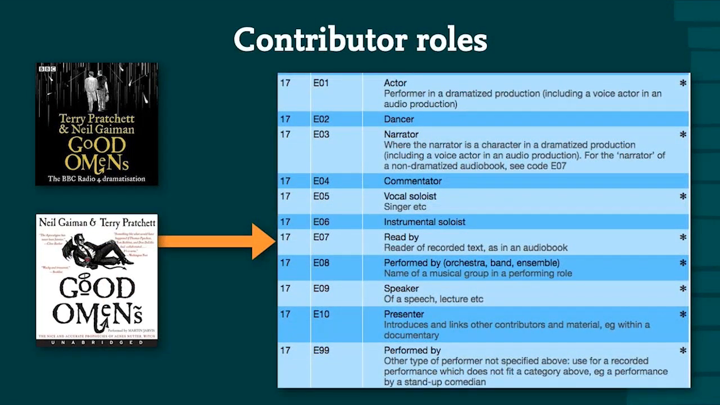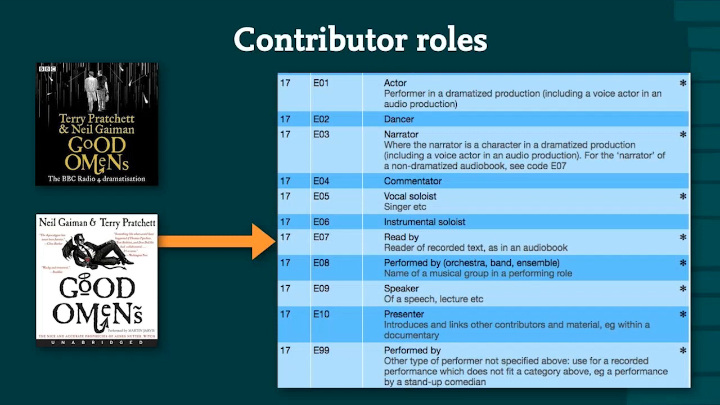Something else, another very important bit of metadata, is all the information that you can send about contributors. There is a lot of information you can send about a contributor, but this particular thing that we're looking at is the role that the contributor takes. So this is another ONIX code list, list 17. A lot of the roles that specifically have to do with audio materials start with E. And the most important one for audio is E07.